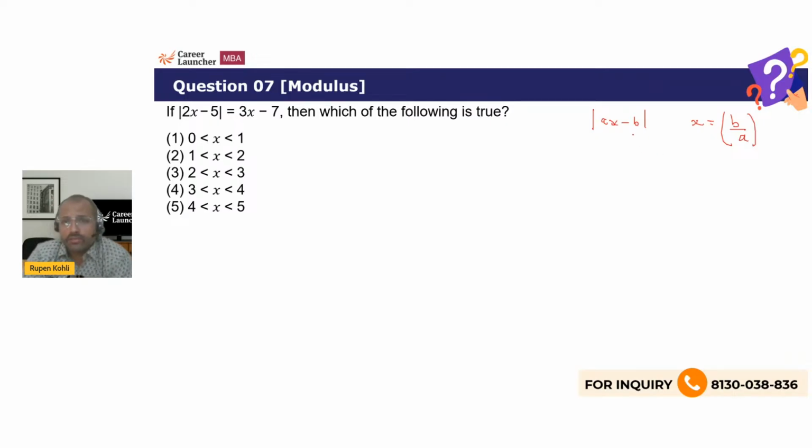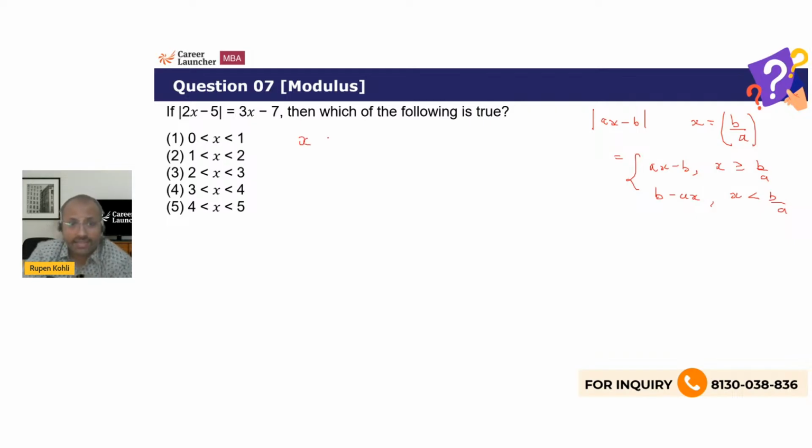So the modulus function mod of ax minus b is defined as ax minus b when x is greater than or equal to b by a, or else the negative of that, which is b minus ax, when x is less than b by a. So therefore this modulus will open according to its range.